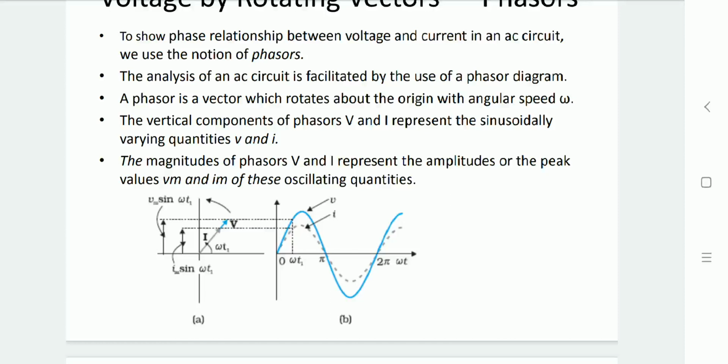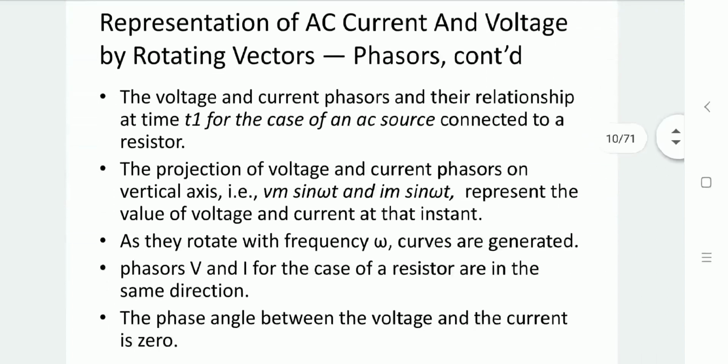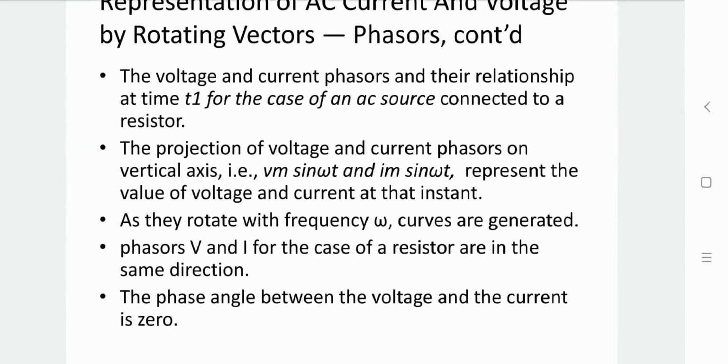So capital I shows the amplitude of the current, Im sin omega t1, and capital V represents the voltage, Vm sin omega t1. Here it is defined for time t1, because it is for that particular instant. So the voltage and current phasors and their relationship at time t1 can be shown for the resistor.